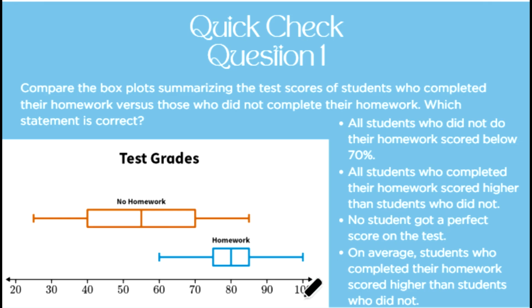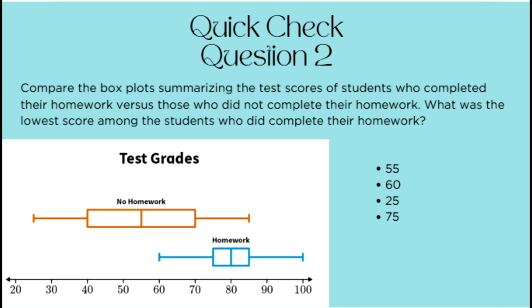No student got a perfect score on the test. Is that true? On average, students who completed their homework scored higher than students who did not. So on average, is this box plot or this center line, either way you can look at it. Did people who did their homework score higher than people who did not? I believe in you. Quick check question number 2. Compare the box plots summarizing the test scores of students who completed their homework versus those who did not complete their homework. What was the lowest score among the students who did complete their homework? So we're not looking at this one. Okay, we're looking at the ones who did complete their homework. What was the lowest score? Go ahead and pick it.